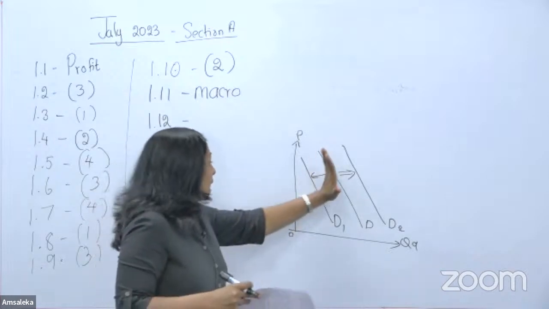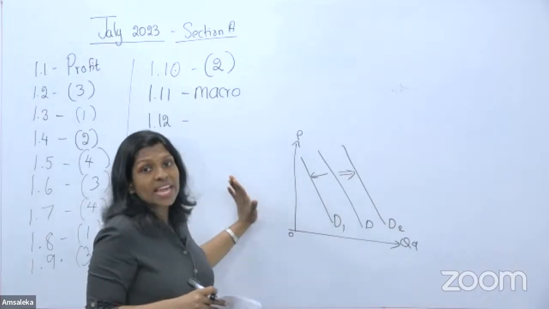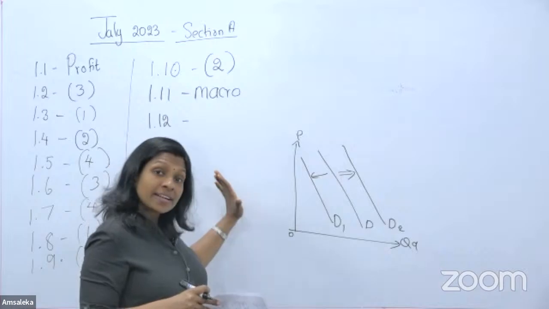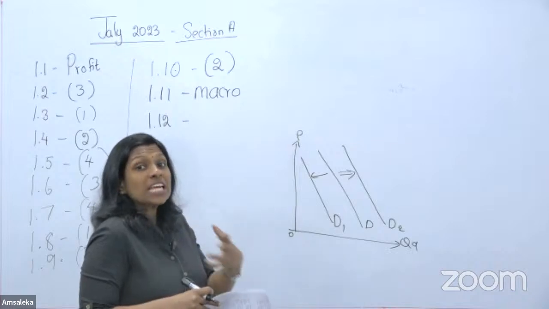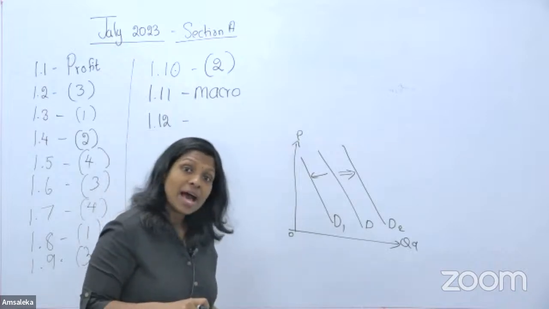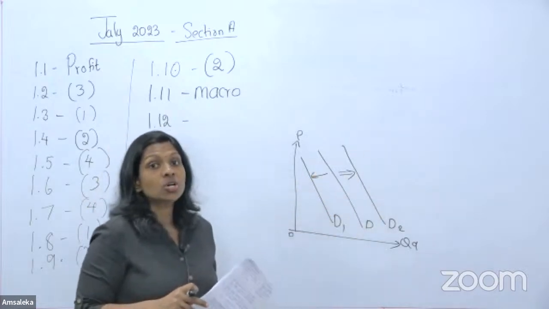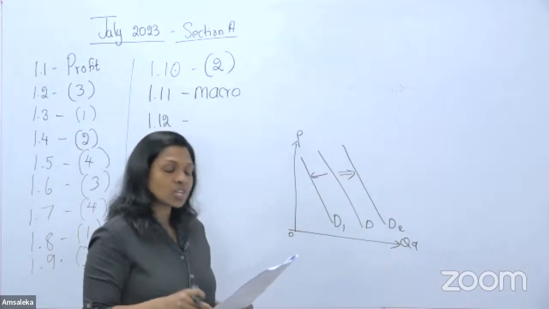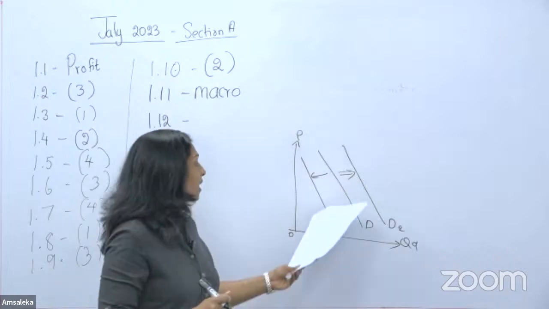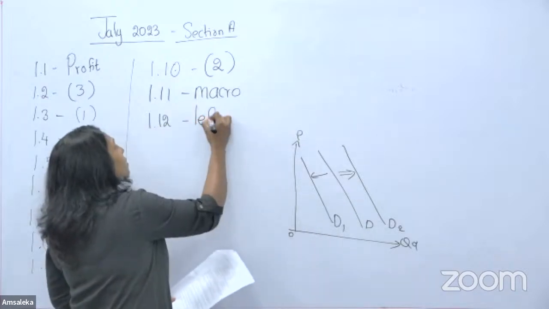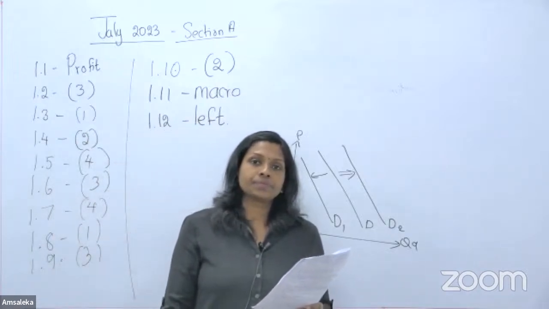Remember carefully. The left side comes for unfavorable changes in the other factors. They are not good for us. But if there is any favorable change, the demand line will shift rightward. So a decrease in consumer income is one of the unfavorable changes. So the demand line will shift leftward. So the answer will be left. Okay.